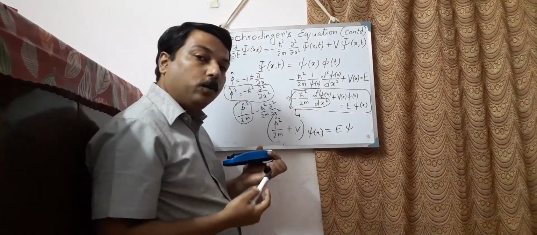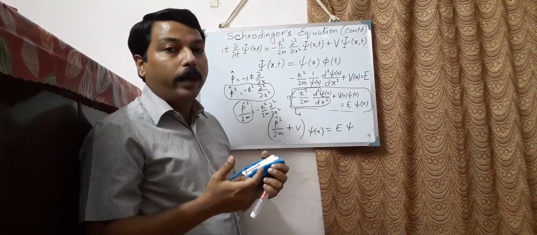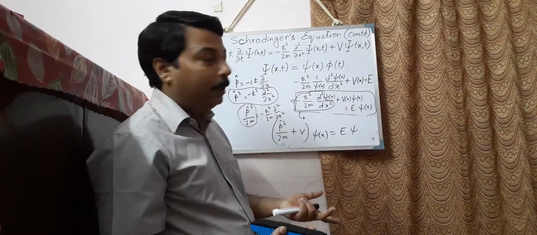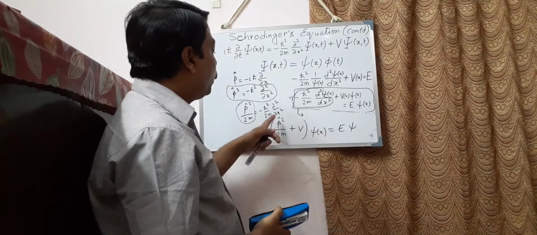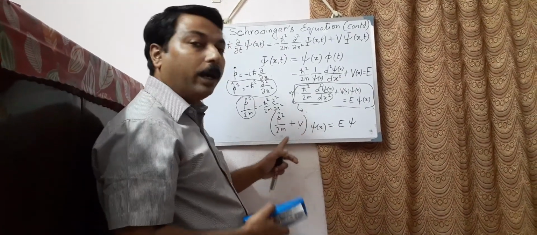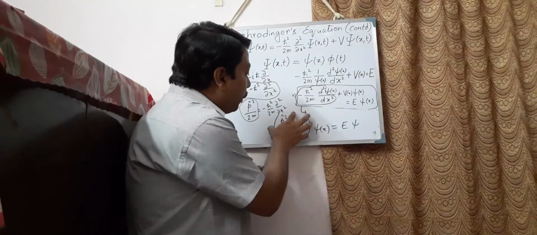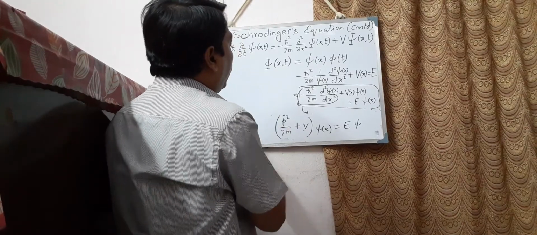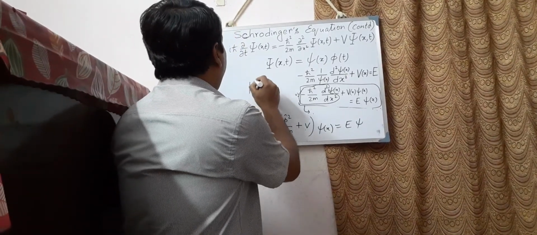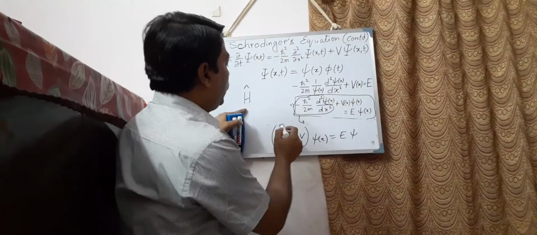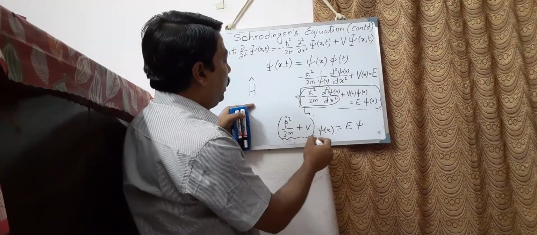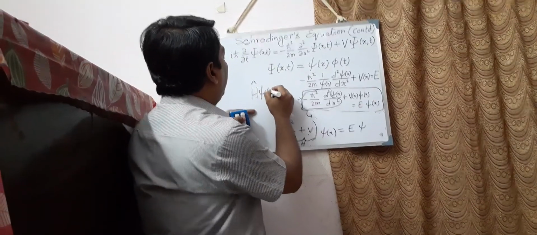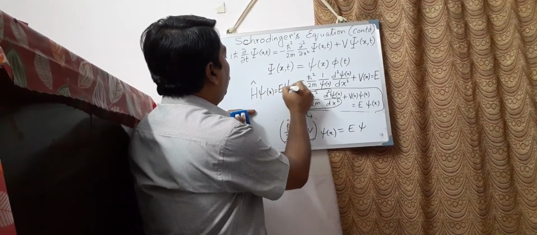Now what is p square by 2m? We all know very well, p square by 2m represents the kinetic energy of the system, and V is the potential function or the potential energy of the system. So p square by 2m plus V is going to give you the total energy of the system. So this operator is nothing but the total energy operator, which we write as H cap. So I have H cap psi is equal to E into psi.